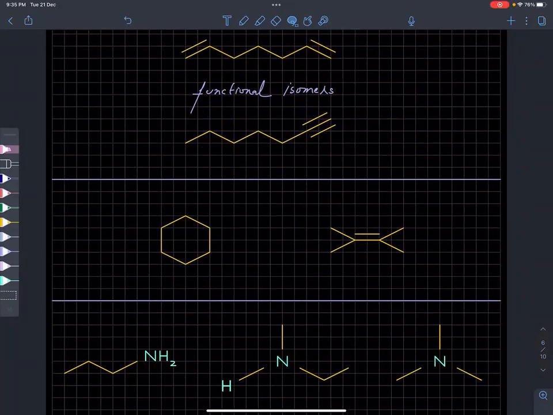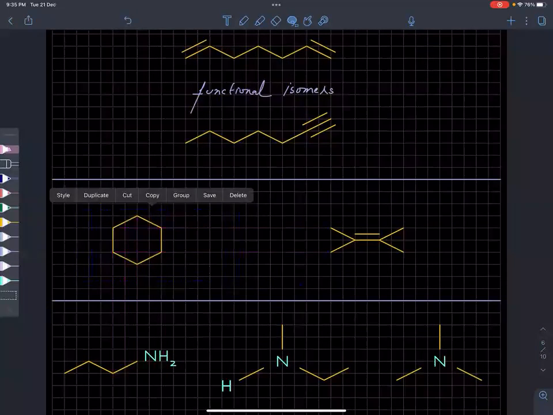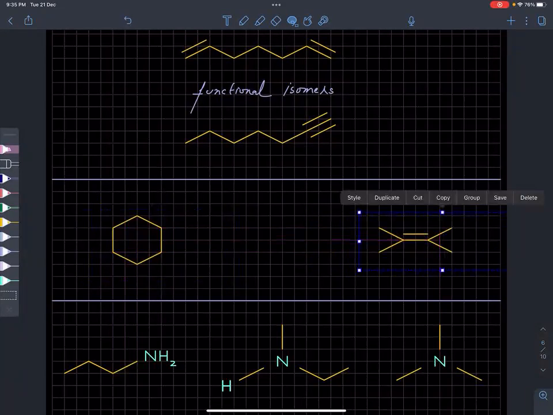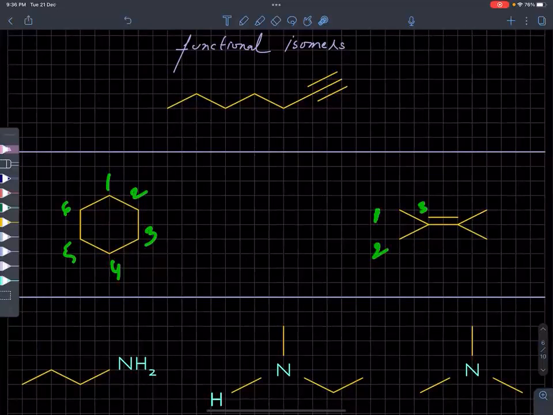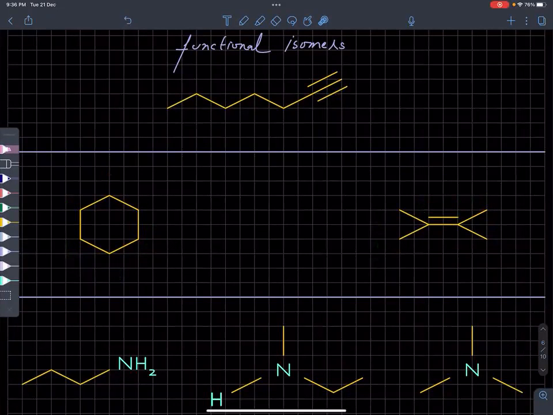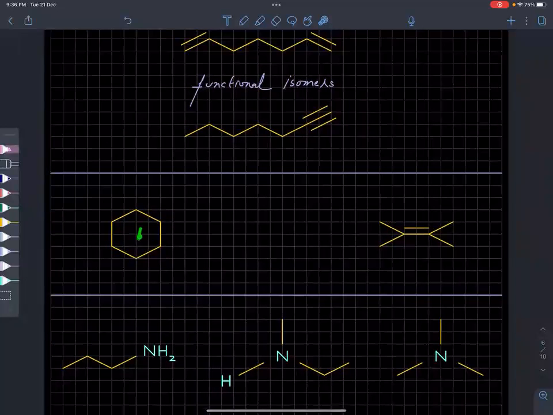What about these two? Are these two isomers in the first place? Check. Count the number of carbons. 1, 2, 3, 4, 5, 6. Here, 1, 2, 3, 4, 5, 6. Number of carbons are same. Degree of unsaturation is 1 here because there is one ring. Here there is a pi bond, so degree of unsaturation is 1. So both have the general formula of what? C6H18.